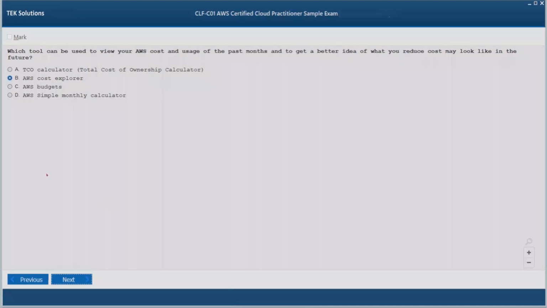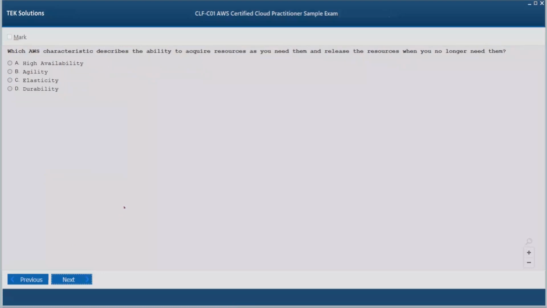AWS Cost Explorer. Using AWS Cost Explorer, you can see the past months' usage, as well as get an idea of your future months. You can check how you're going to reduce the cost. You can get a better idea for the future. That is AWS Cost Explorer, and it is 12 months ahead. You can check the next 12 months.